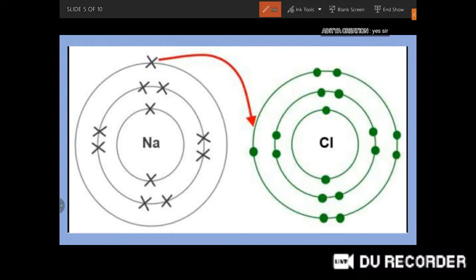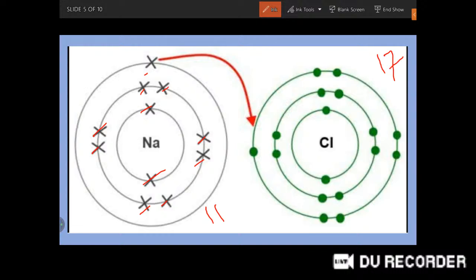This is the best example that we can take to understand electrovalent bond. Now look at sodium. The atomic number of sodium is 11, and that of chlorine is 17. So in sodium there are 1, 2, 3, 4, 5, 6, 7, 8, 9, 10 and 11 electrons, and in chlorine, if you check properly, there are 17 electrons.